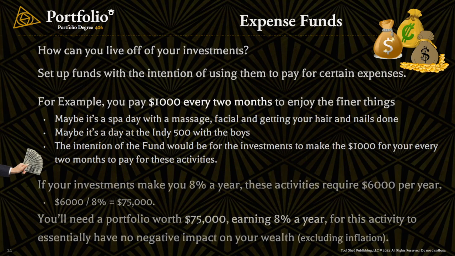Using this example, spending $1,000 every 2 months is $6,000 per year. And if your investments are, in general, earning an 8% annual return, in order to produce that $6,000, you need investments worth $75,000. So by only spending the interest off of that account, those activities will now have no negative impact on your wealth.